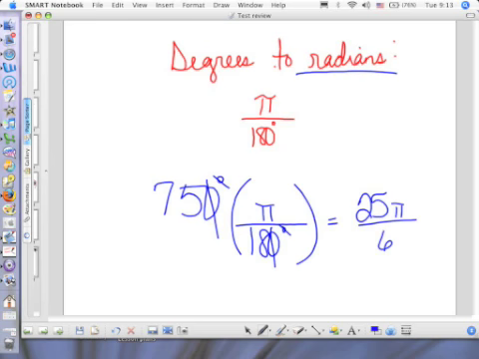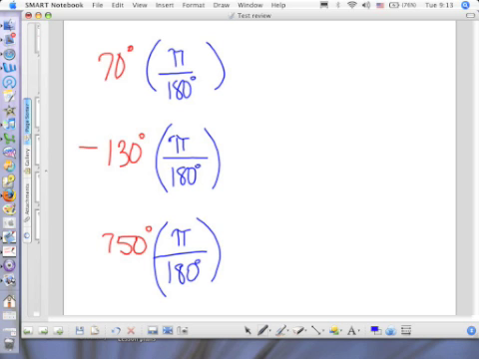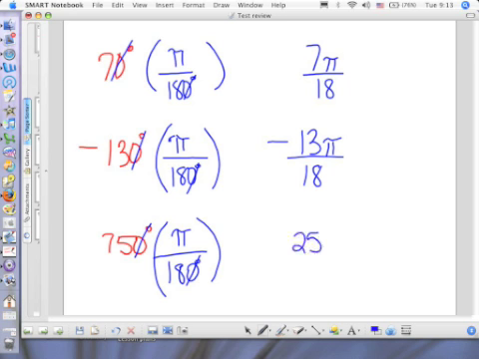Oh, look, I just did 750. Can 7 and 18 be reduced by anything? No. All right, so this first one is 7 pi over 18. Can 13 and 18 be reduced by anything? No, so this is negative 13 pi over 18. And we just did this one. All right, any questions on this conversion?